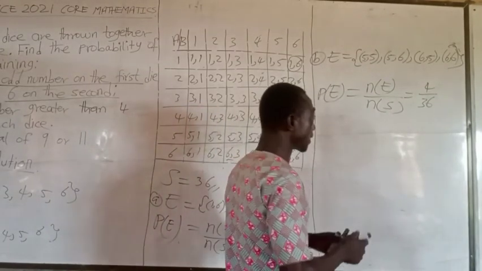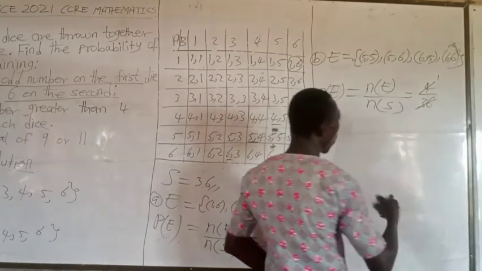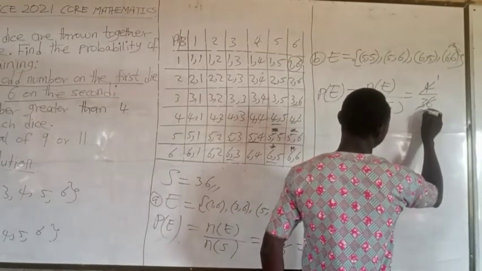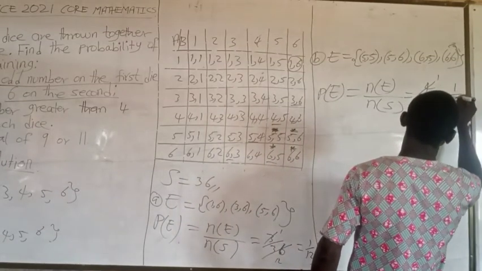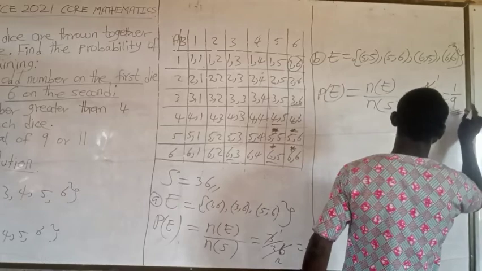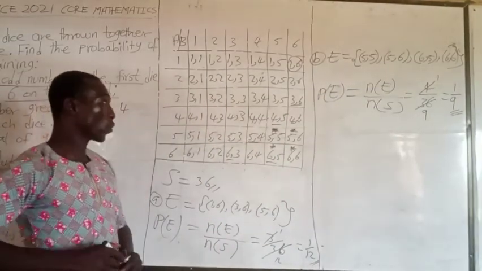Sorry, yeah, that is 9. So we say 4 goes into itself 1, and 4 on 36 is 9. And this will give us 1 on 9. So this is the result that was expected of this particular question.